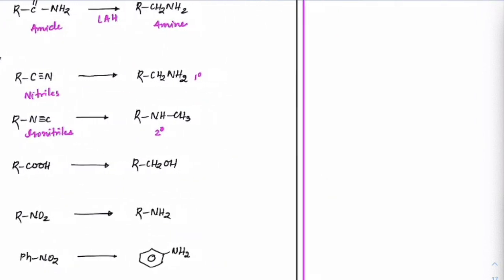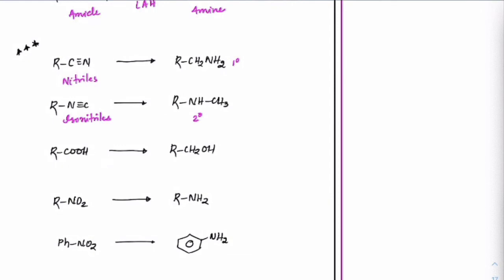Next, carboxylic acid. Carboxylic acid will give you alcohols. RCOOH will give alcohols. RNO2, the nitro group, gets completely reduced into NH2. We have seen a similar type of reducing agent. Remember iron in HCl or Sn in HCl. That is also giving the same effect. NO2 is being reduced to NH2.